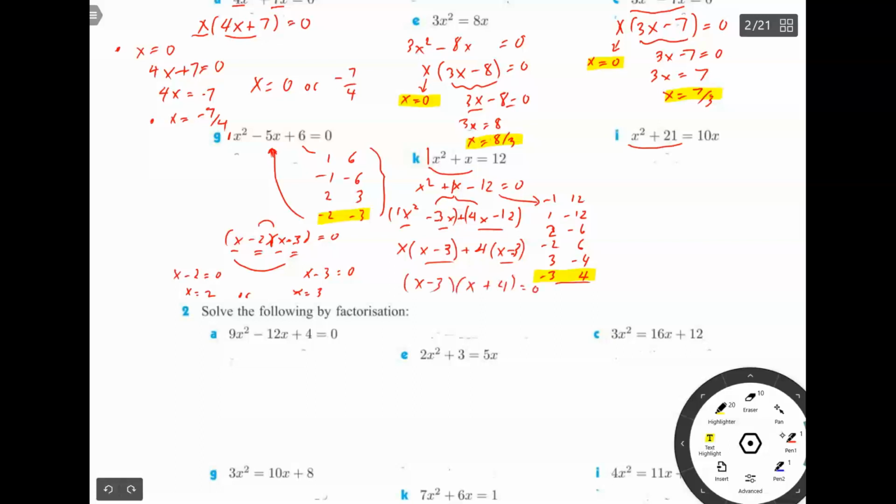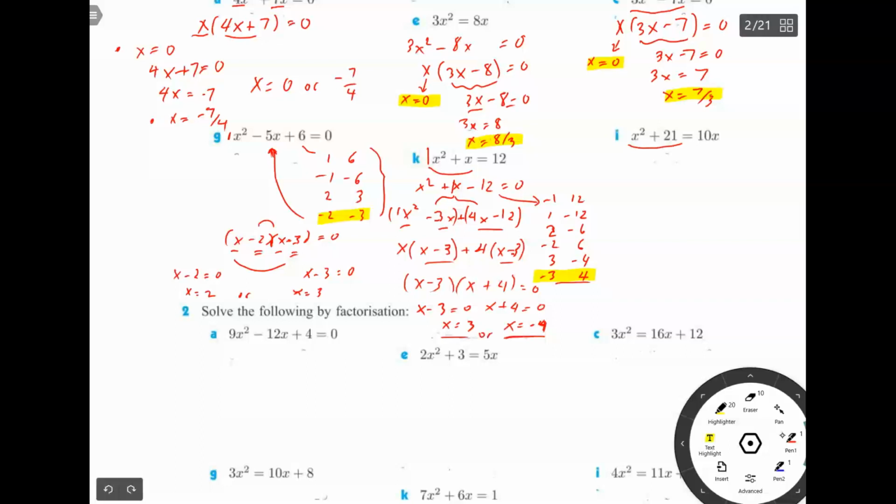So what we know now is that either one of these factors has to be 0 for the equation to be true. So either x minus 3 equals 0, in which case x equals 3, or x plus 4 equals 0, in which case x equals negative 4. So both of these, or one of these, has to be true. Of course, they're not going to be both true at the same time because x can't be 3 and negative 4 at the same time. So it's or, right? All right, let's do one more, okay?